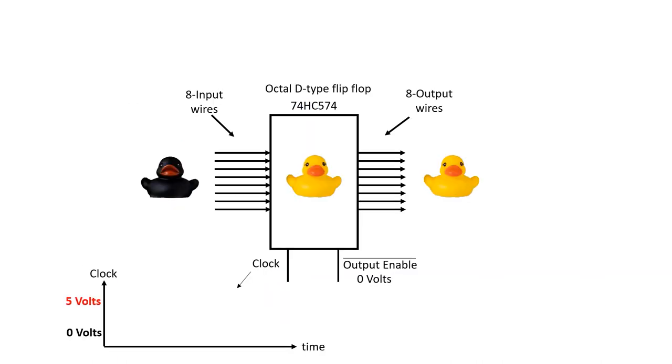We can think of this chip as being a bit like a single pigeonhole that stores one piece of 8-bit information. When output enable is low, the value stored in the D-type flip-flops is reflected on the output wires. When clock's either high or low, it doesn't really matter what's presented at the input. The stored value stays the same. On the positive edge of clock, though, the value presented on the input wires gets stored and is presented on the output wires. Let's have a look at that again, and keep your eye on the clock signal in the lower left. And once more for good measure.